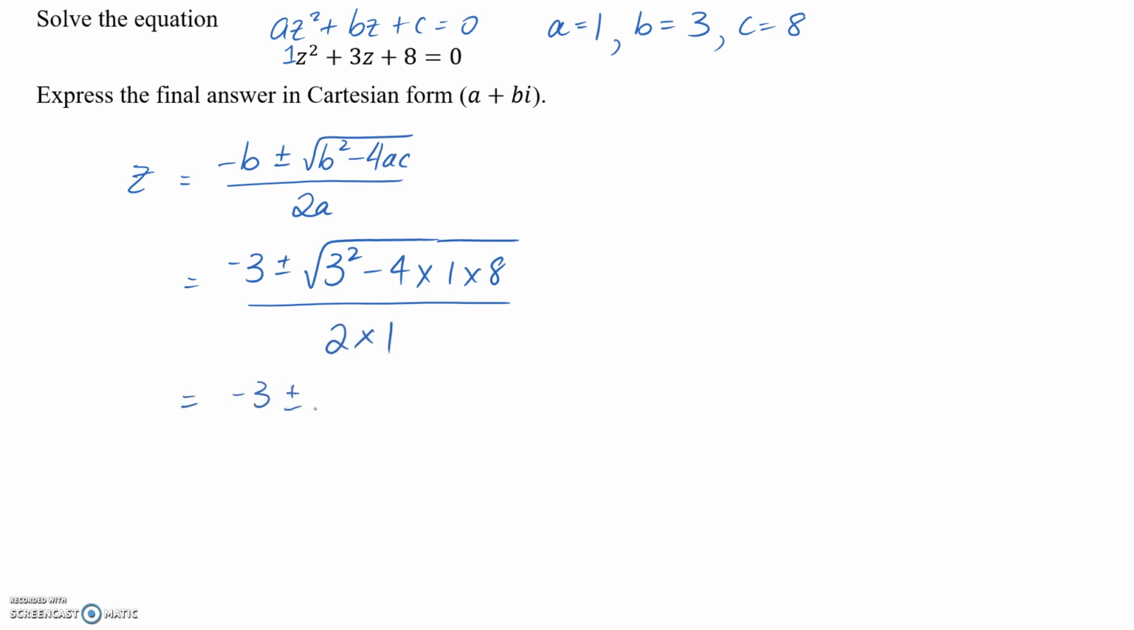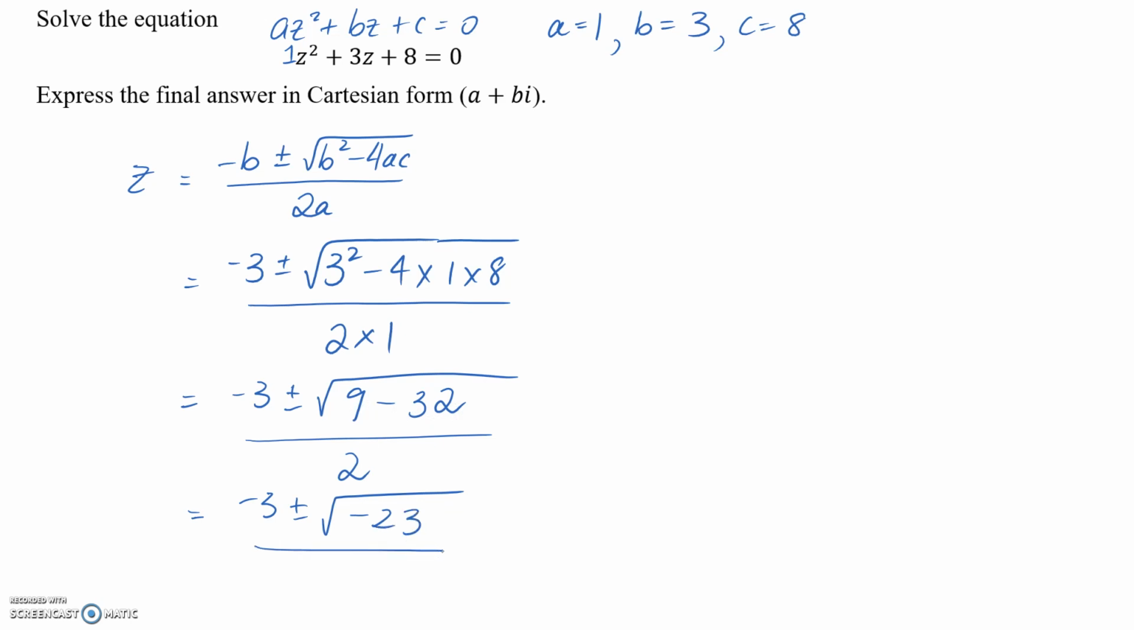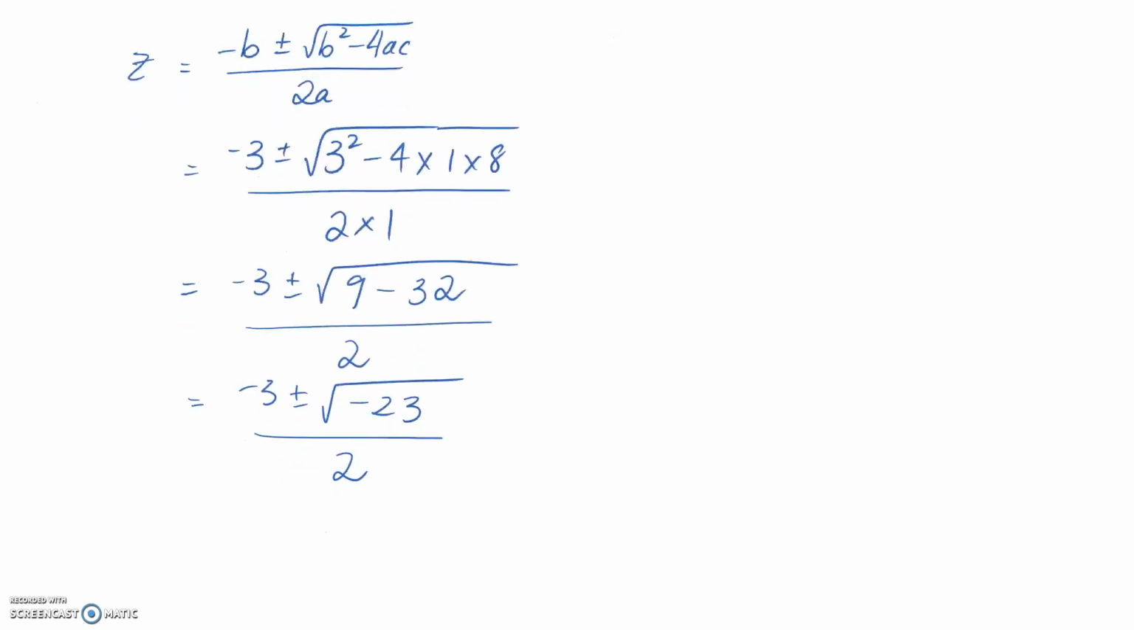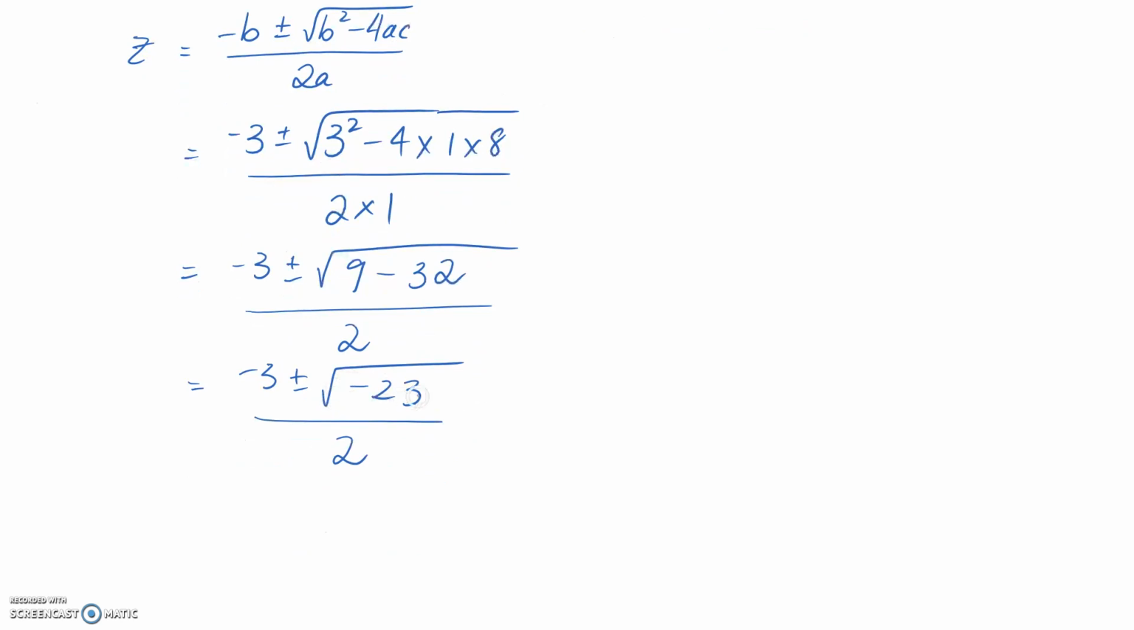So we're going to get negative 3 plus or minus 3 squared is 9, and then we have minus 4 times 8, which is 32. And that's all over 2. So let's put this together. So I think when you do that, you get negative 23 all over 2. Alright, so we've hit a bit of a snag here where we've got the square root of a negative number.